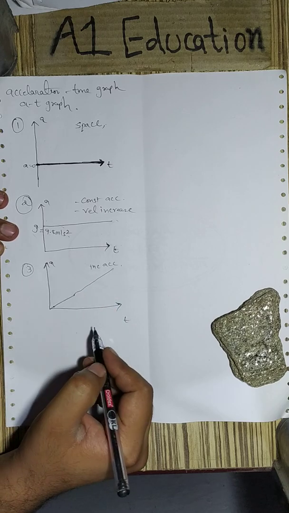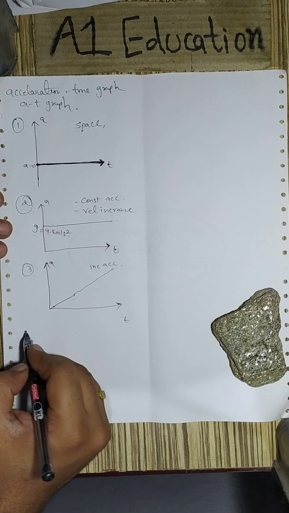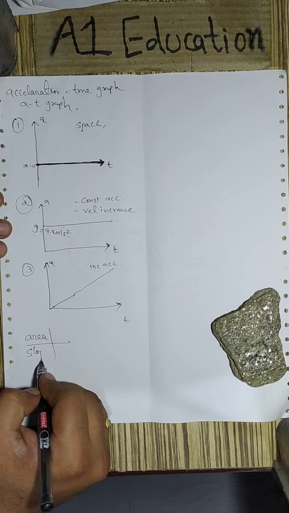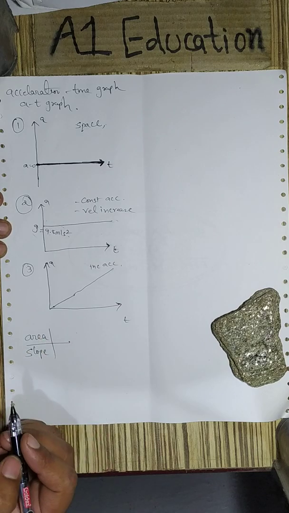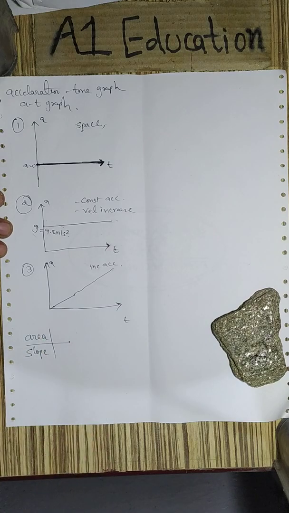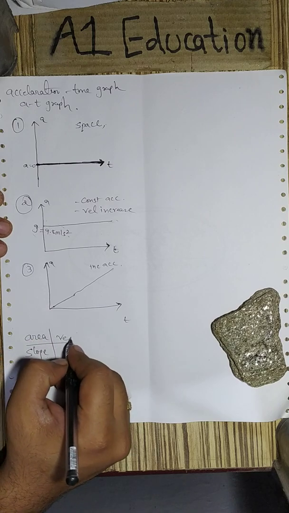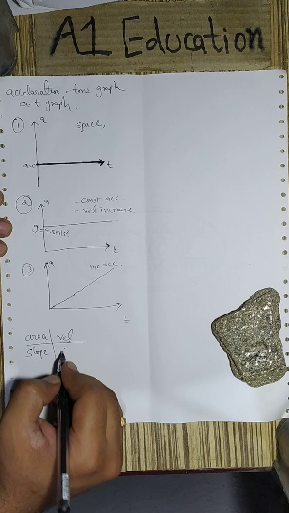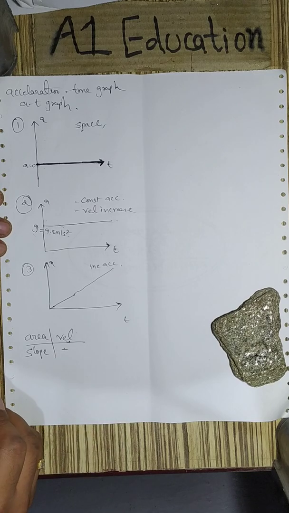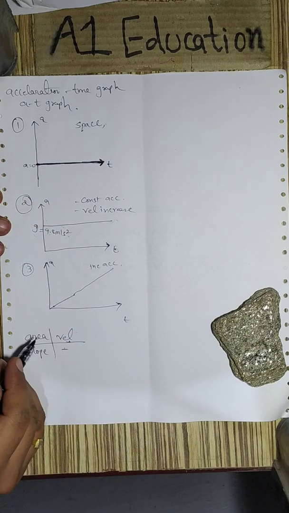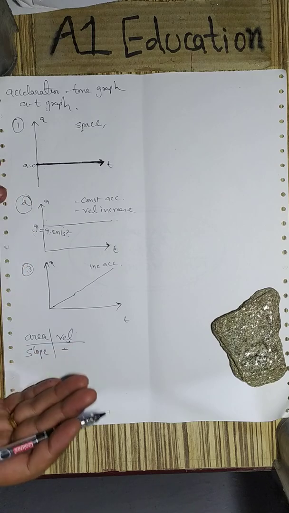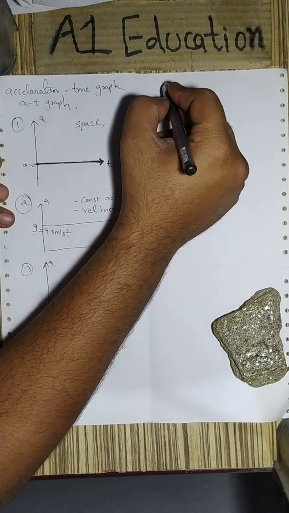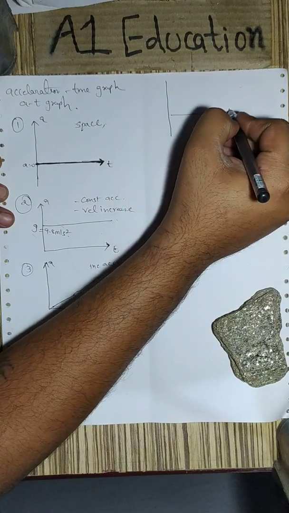So these are the three standard graphs. What conclusions do we have? Regarding the conclusions, we have area and slope. If we calculate the area of the acceleration time graph, I will get velocity, and the slope of the acceleration time graph will not give me anything. Just like the displacement time graph and velocity time graph, we can also have questions on the acceleration time graph. Let's see one of the questions on acceleration time graph.